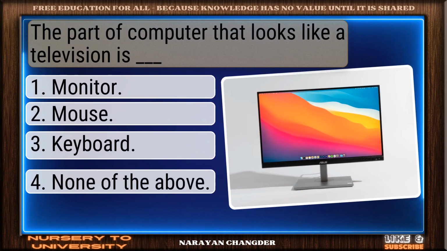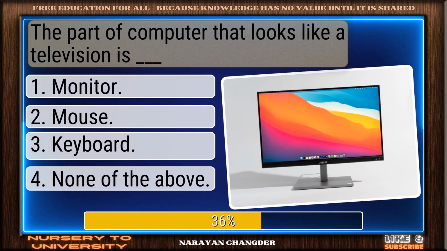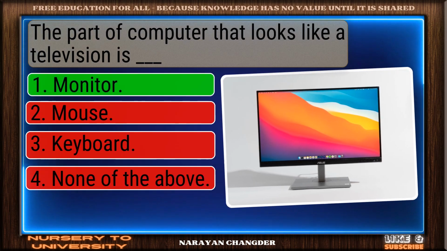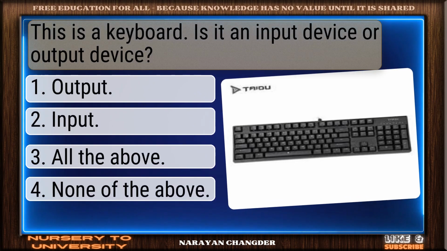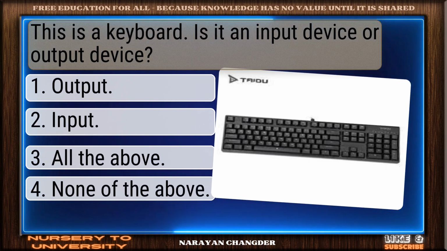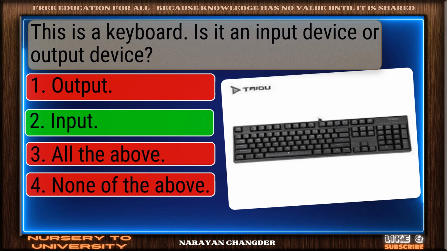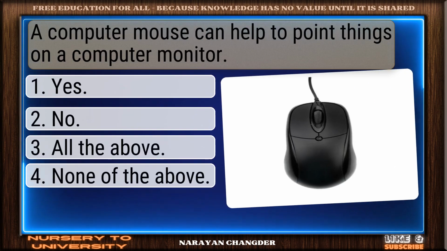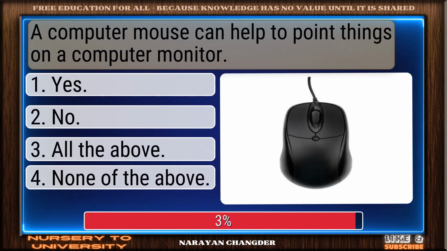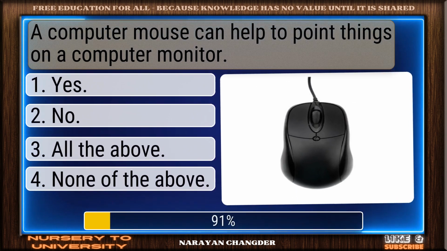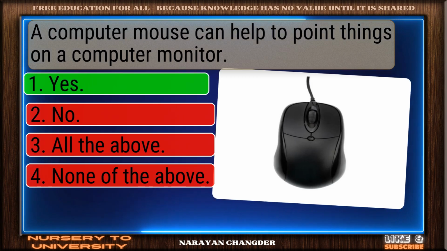The part of computer that looks like a television is dash. Right choice. Monitor is the best answer. This is a keyboard. Is it an input device or output device? You chose input, and it is correct. A computer mouse can help to point things on a computer monitor. Excellent choice. Yes is the right answer.